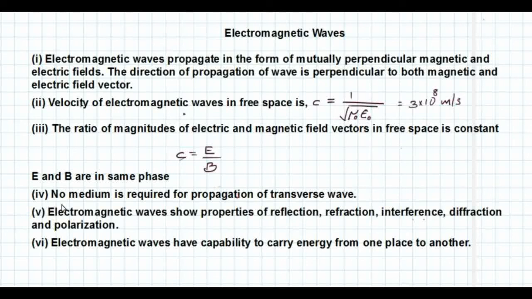Then fourth point, no medium is required for propagation of the wave. Fifth one, electromagnetic waves show properties of reflection, refraction, interference, diffraction and polarization. So this we will learn soon in the next chapter, that is optics. Then finally, electromagnetic waves have capability to carry energy from one place to another. So electromagnetic waves carry energy. So these are the important properties of electromagnetic waves.